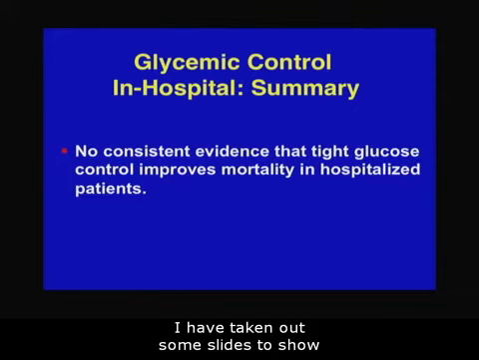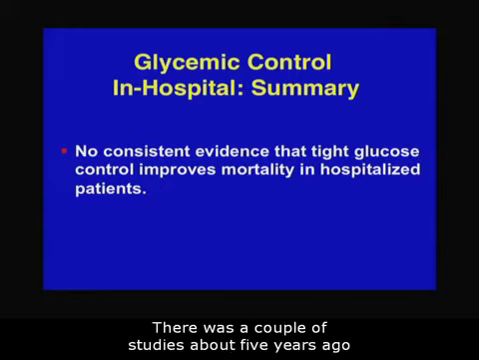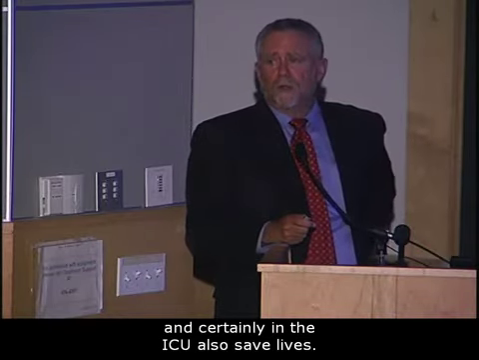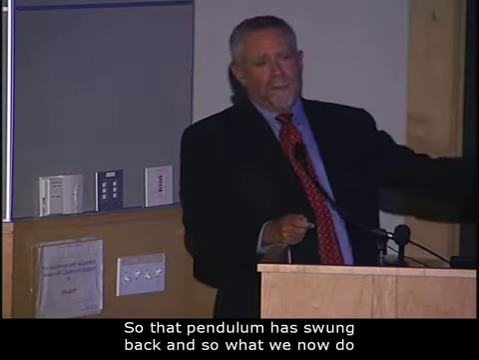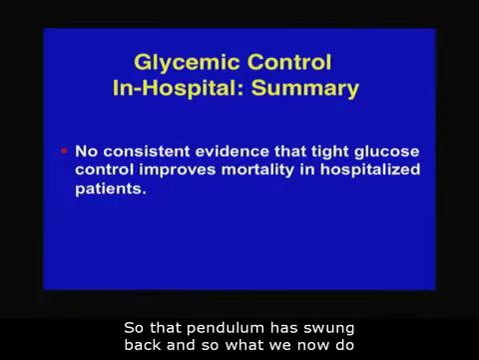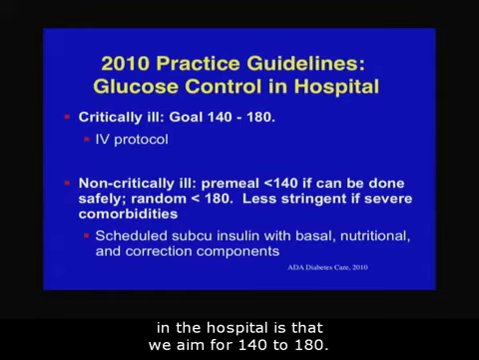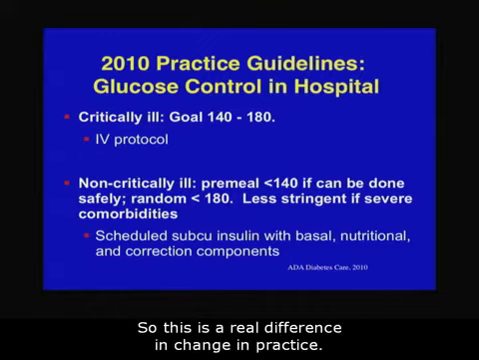I've taken out some slides to show that we've had a similar pendulum in the hospital as well. There were a couple of studies about 5 years ago that suggested that very tight control in the hospital and in the ICU also saves lives, but the more recent studies have not shown that. And so that pendulum has also swung back, and so what we now do in the hospital is that we aim for 140 to 180, whereas just a few years ago we were aiming for less than 110 blood sugar. And so this is a real difference, a change in practice.